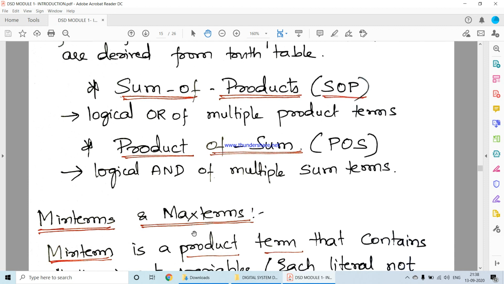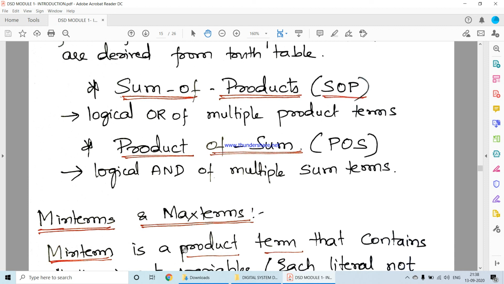Coming to product of sum. For example, you have A plus B multiplied with B plus C multiplied with C plus A. A plus B is one sum term, B plus C is another sum term, C plus A is another sum term. Now you are ANDing all these three different terms, and that is the logical AND of multiple sum terms, and it is called product of sum.